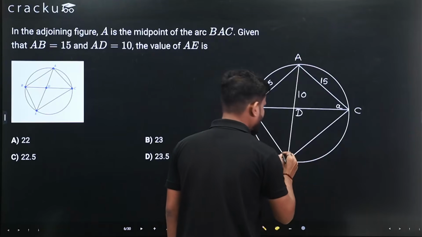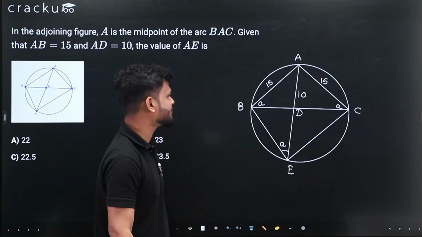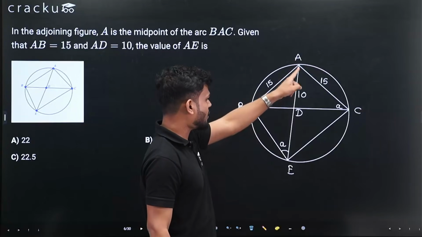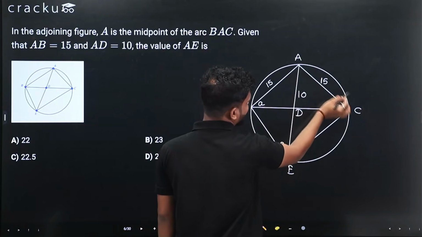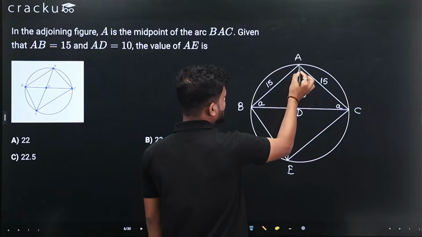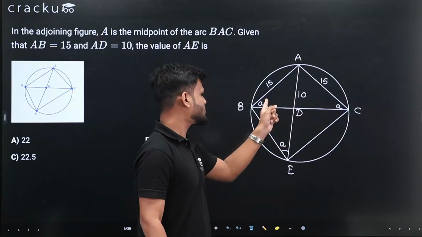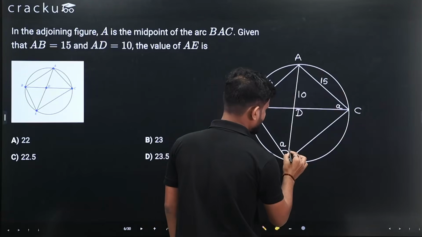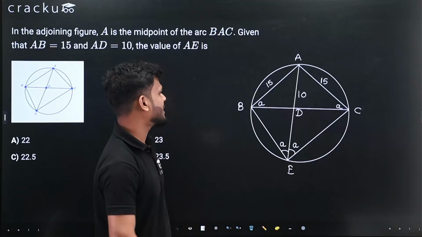So by the inscribed angle theorem, this will also become what? This will also become A. Now for AEC, AEC is inscribed by arc AC, but also ABC is inscribed by arc AC. So these two angles should be equal. So this will also be equal to what? This will also be equal to A.